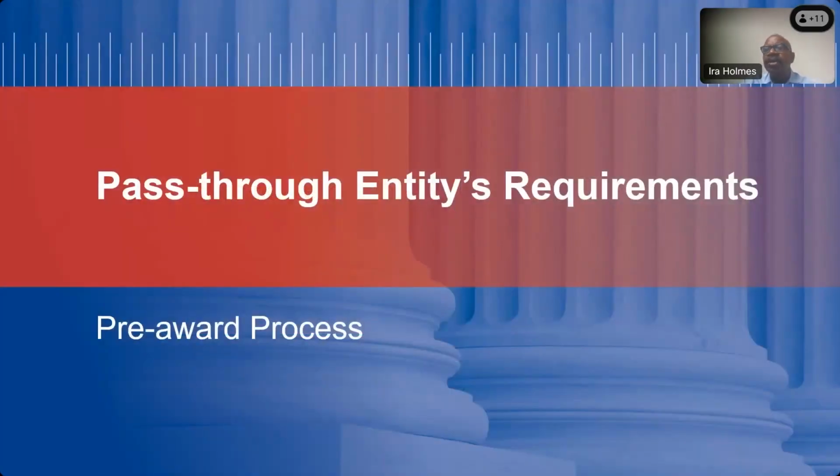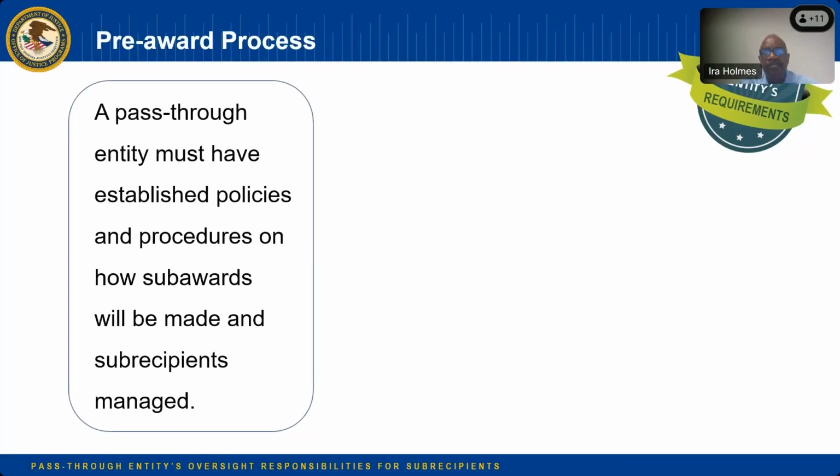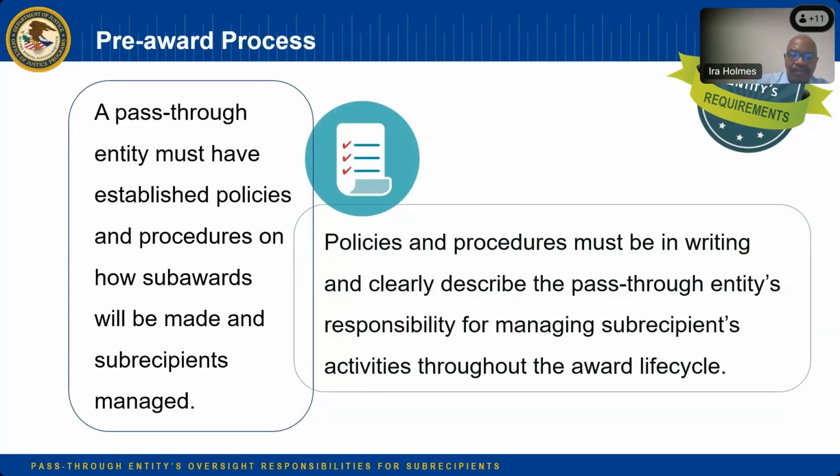Let's talk about your requirements in the pre-award process. A pass-through entity must, and I'm saying must, have established policies and procedures on how the subaward will be managed throughout the entire life of the subaward. The policies and procedures, as it says here, must be in writing and clearly describe your responsibility for managing the subrecipient.